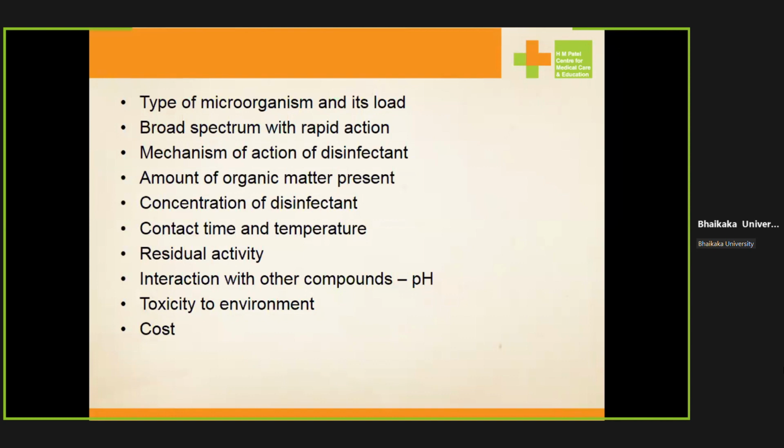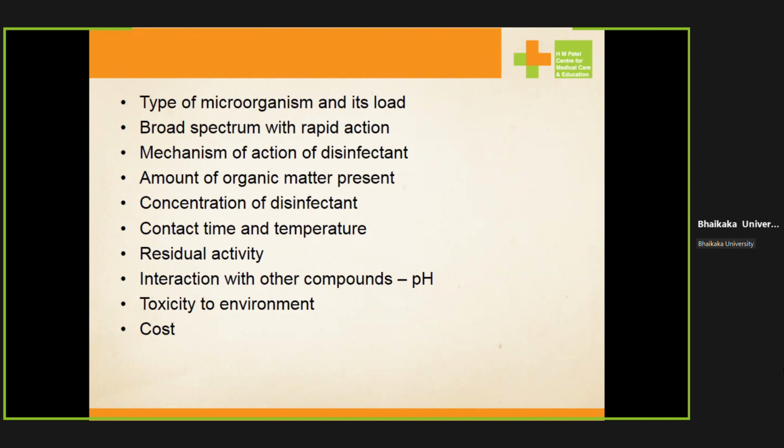Toxicity to environment, definitely, because these are chemical reagents which are going to be applied on many surfaces. We have to ensure that these disinfectants do not harm these surfaces. For example, sodium hypochlorite is a very commonly used disinfectant, but you cannot use it on metals because in the long run your metals will get corroded. So sodium hypochlorite is completely avoided while you want to disinfect any metal surface.